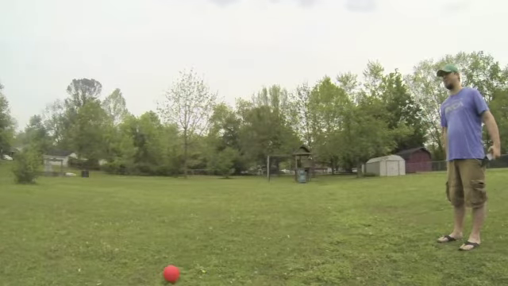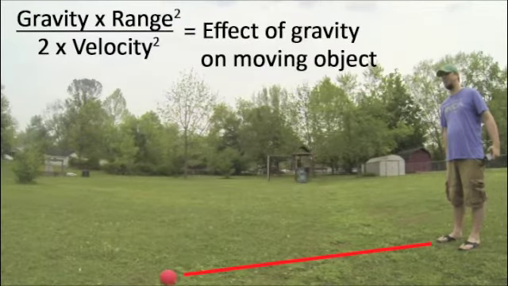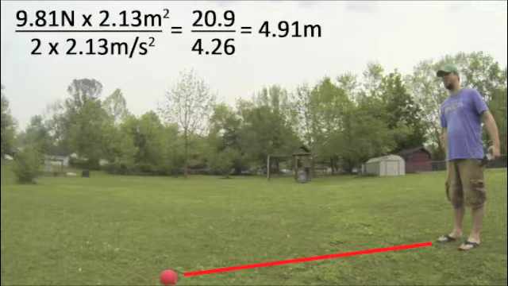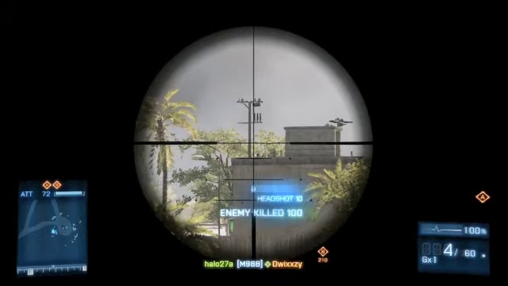Here we are back at the little red ball. The formula on this one: gravity times distance squared over 2 times velocity squared, which tells us how much gravity will pull our object down over the period that it's in motion. So here's the math, and we get 4.91 meters of drop. I'll try the same idea in Battlefield 3.